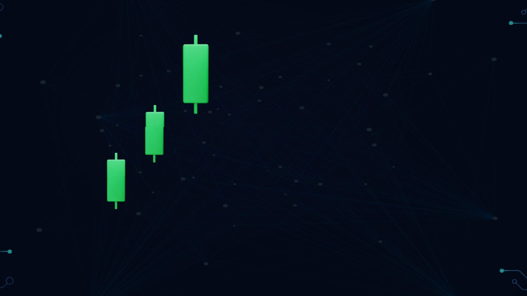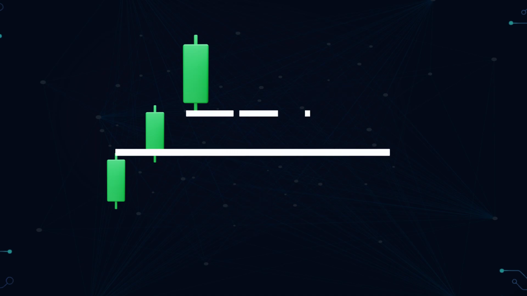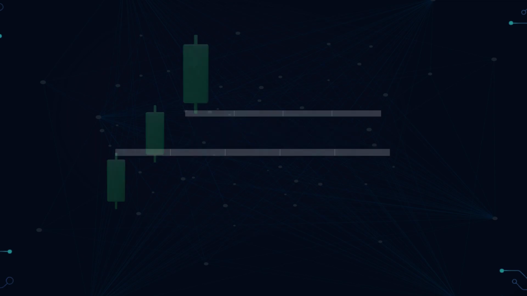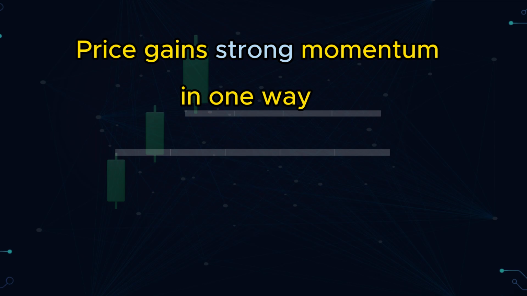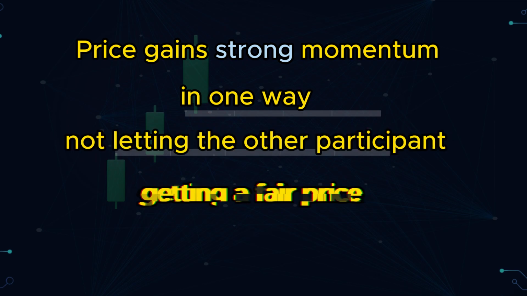The fair value gap is seen by a formation of 3 candles with increased momentum. It is formed by the first candle's wick and the third candle's wick, separated by the second candle's body. We can mark this zone using a rectangle, and this is our fair value gap. The reason this happens is price gaining strong momentum in one way, not letting the other market participants get a fair price to enter a trade.